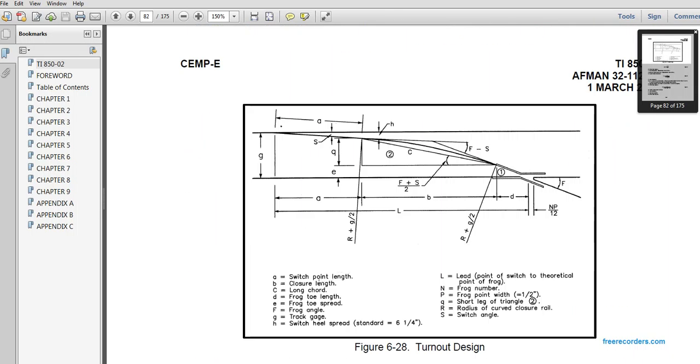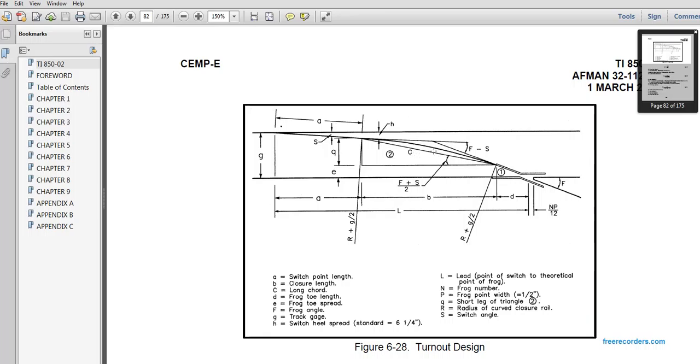Turnout design. All right, you're looking at A, which is the switch point length, shown on both the left side and the right side of these two parallel running lines. G is the track gauge, S is the switch angle, and Q is the short leg of the triangle, and number 2, which is part of E, the frog toe spread. H is the switch heel spread.